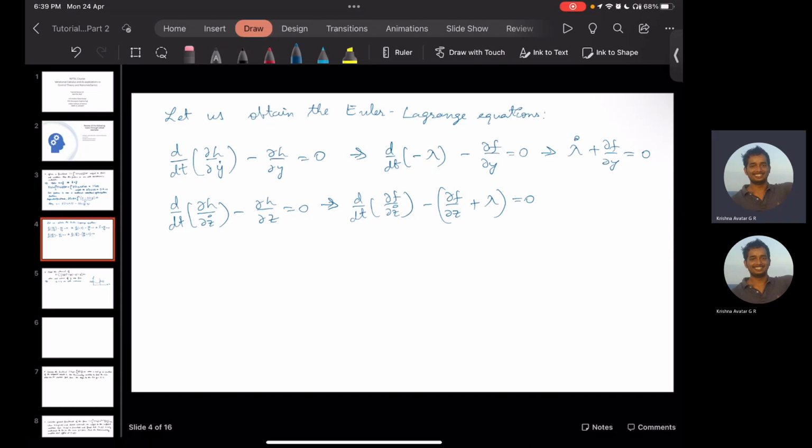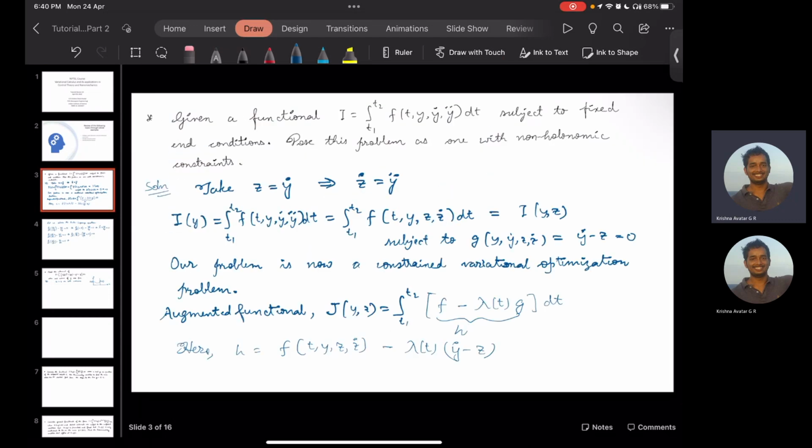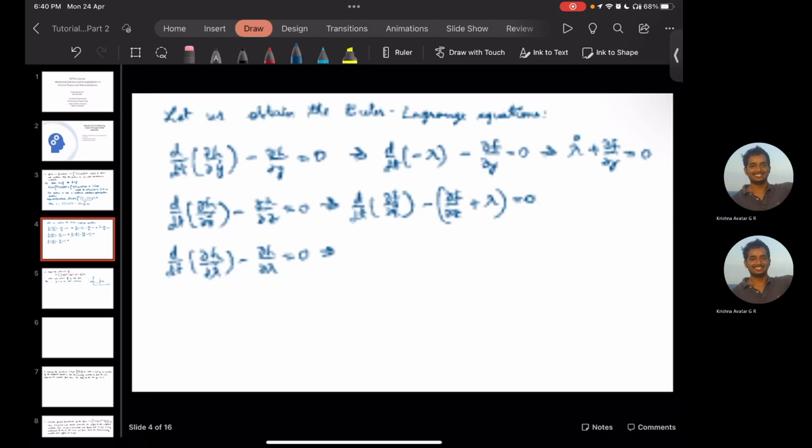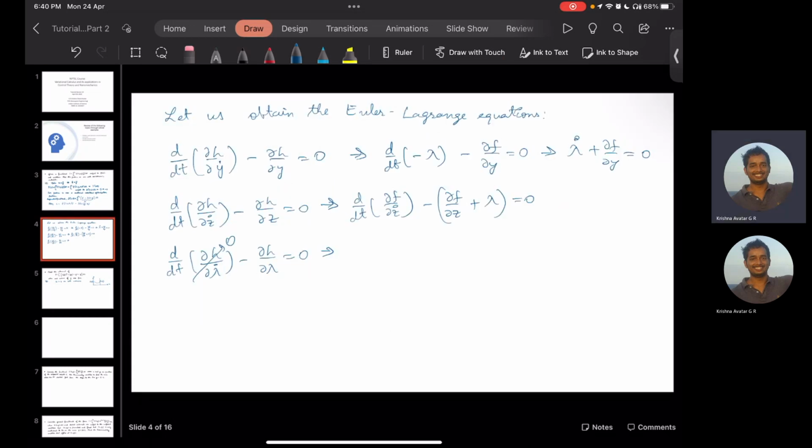And the third Euler-Lagrange equation is ∂/∂t of ∂H/∂λ̇ minus ∂H/∂λ is equal to 0. Now you clearly see that H here is independent of λ̇, which means that this term is 0. So all we are left with is y minus ẏ minus z is equal to 0. Fine. So these are our three Euler-Lagrange equations.